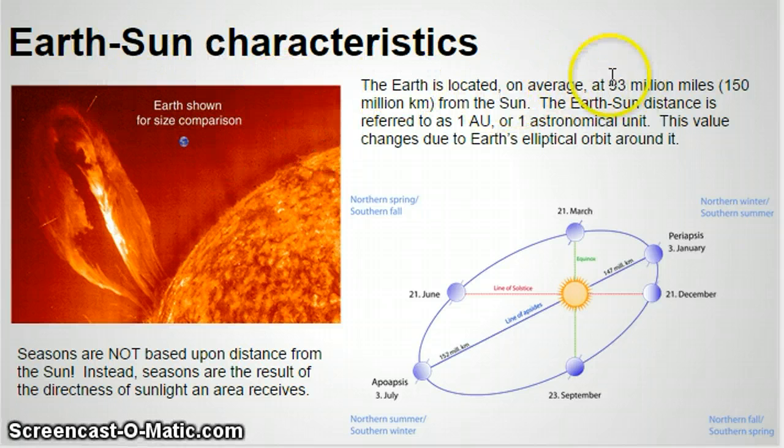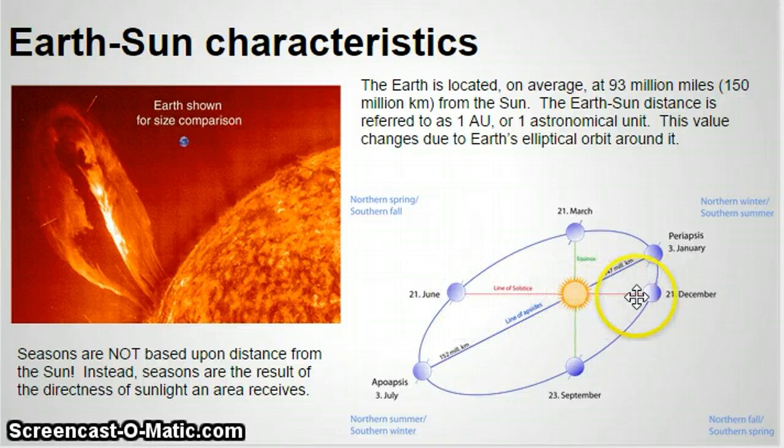The Earth is located, on average, 93 million miles, or 150 million kilometers, from the Sun. The Earth-Sun distance is referred to as 1 AU, or 1 astronomical unit. This value changes due to the Earth's elliptical orbit around the Sun. Around the Sun, the Earth moves in an elliptical orbit, meaning the radius is not the same. The radius changes.